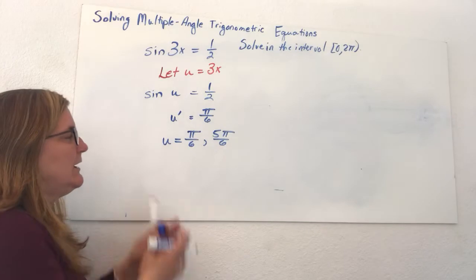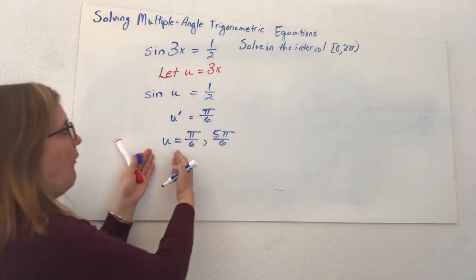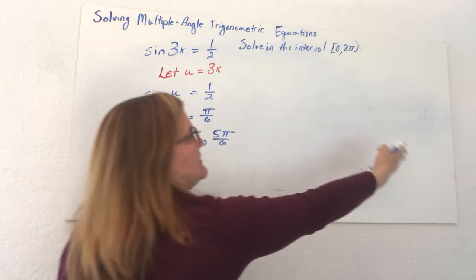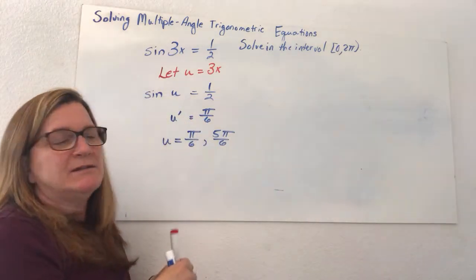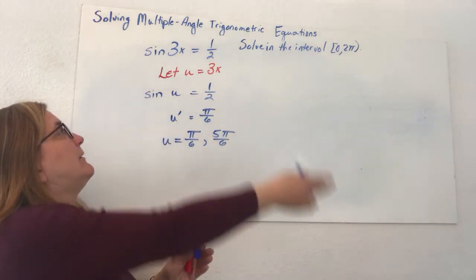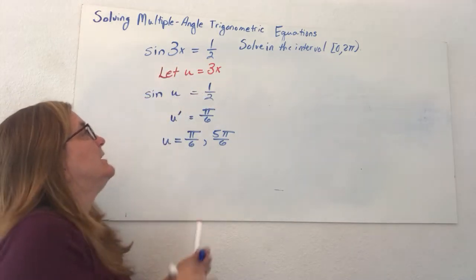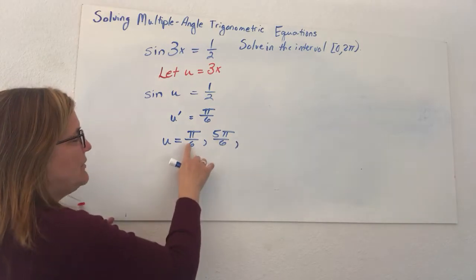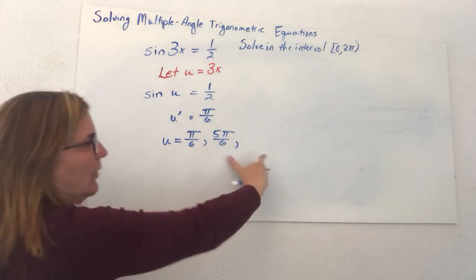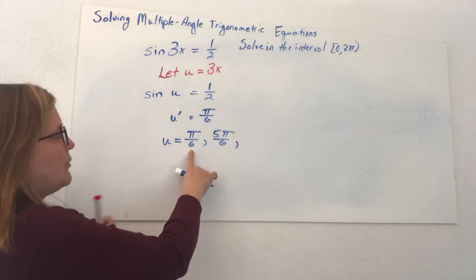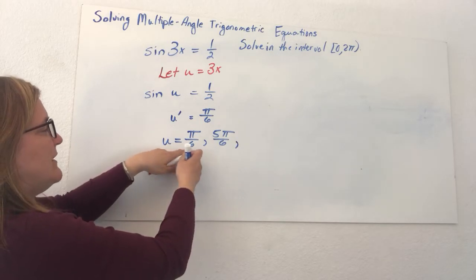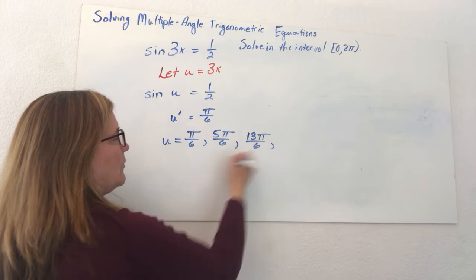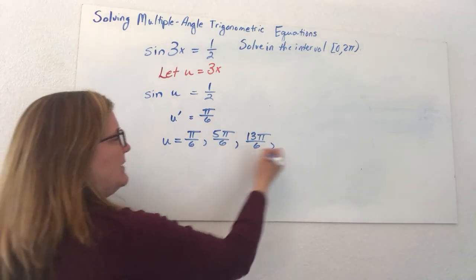But now I'm going to continue. I want all of the solutions to this equation that would take me out to 6 pi, so that when I divide by 3, I'll get all of the solutions to this equation between 0 and 2 pi. So let's do that. We're going to continue all the way out to 6 pi. So we're going to find the angle coterminal to this one by adding 2 pi. We're going to add 2 pi to this one as well.